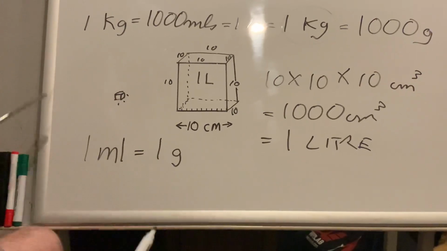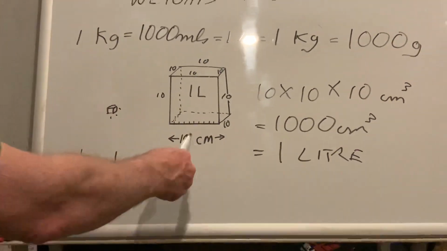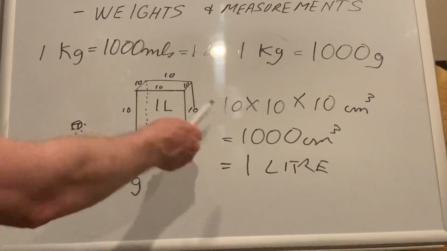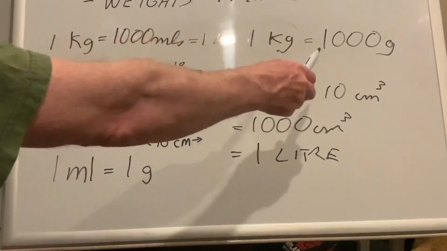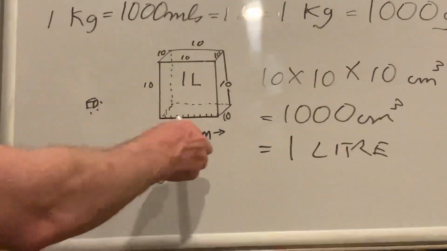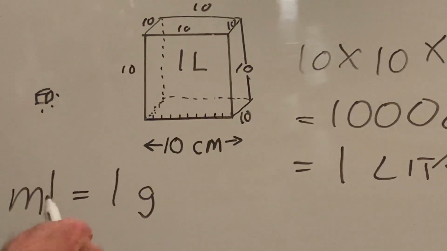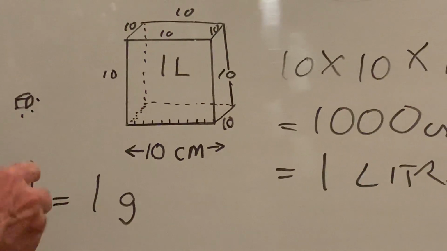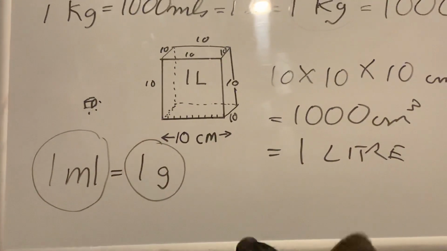So it's all interconnected. That's a litre of water, and we start with centimetres, 10 by 10 by 10. And that gives us our litre, which is a kilogram, which is 1,000 grams. And there are 1,000 of these tiny little boxes in there because it's 10 by 10 by 10. That equals 1,000, and each of them is a gram. So 1 mil of water weighs 1 gram.